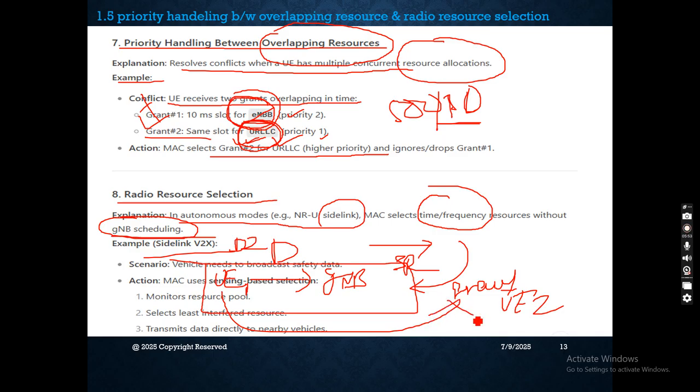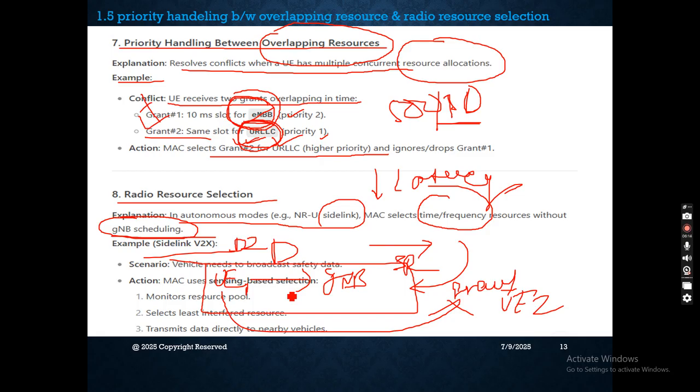Why will it do that? Why was such a concept introduced? The reason is to reduce the latency. The fewer nodes it has to transmit through, the lower the latency will be. So that is the end goal of this concept.